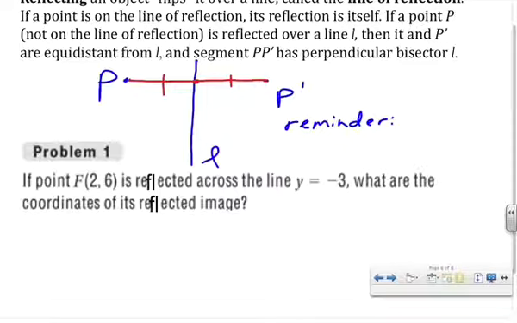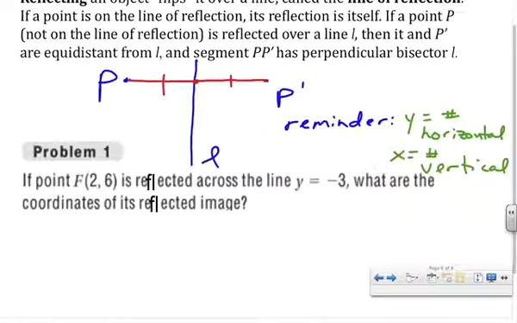If you have an equation, y equals a number, that's horizontal. Whereas if you have an equation, x equals a number, that's vertical. That wasn't something that you already knew instantly. It's probably something you want to jot down.